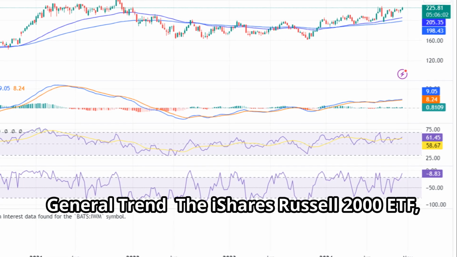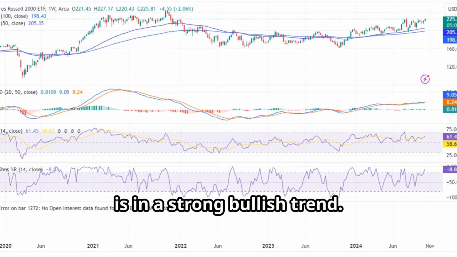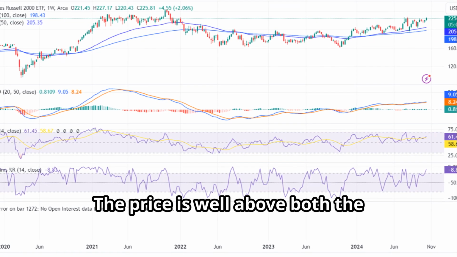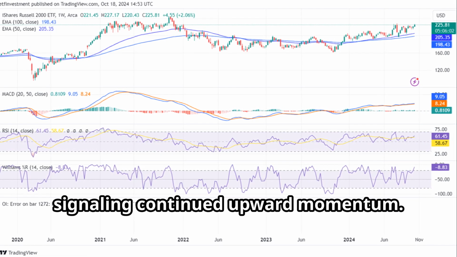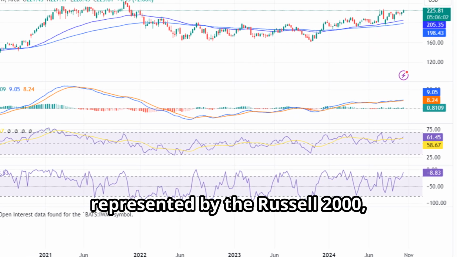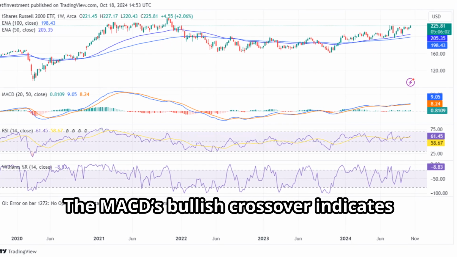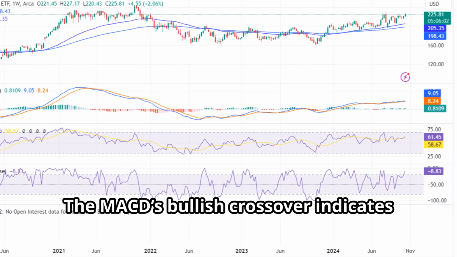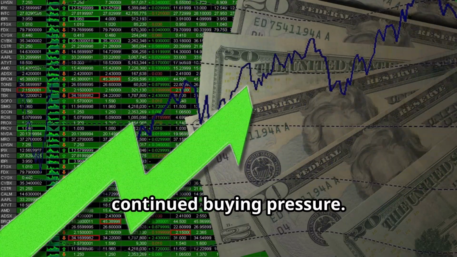General trend: the iShares Russell 2000 ETF, or IWM, is in a strong bullish trend. The price is well above both the 50-period and 100-period EMAs, signaling continued upward momentum. Small-cap stocks, represented by the Russell 2000, have shown strength recently, and this ETF reflects that. The MACD's bullish crossover indicates growing upward momentum, and the positive histogram supports continued buying pressure.